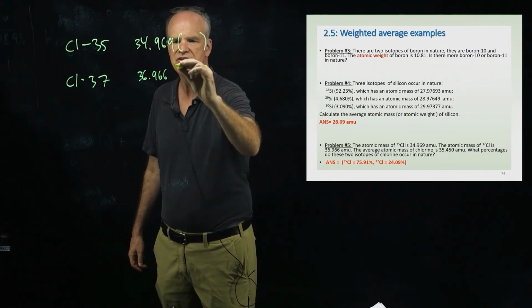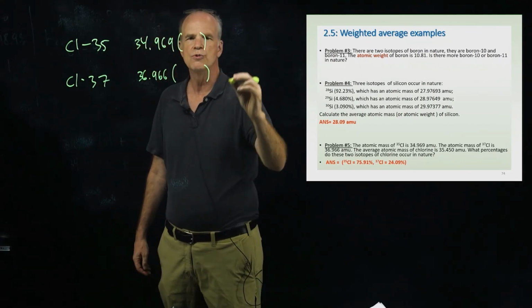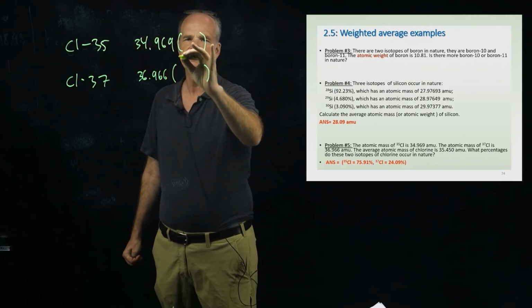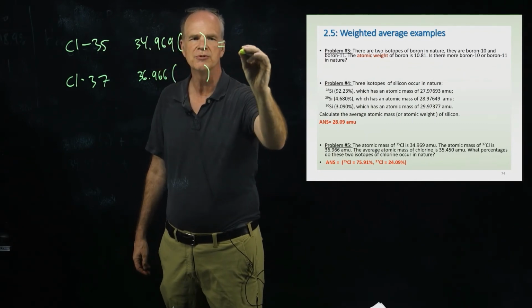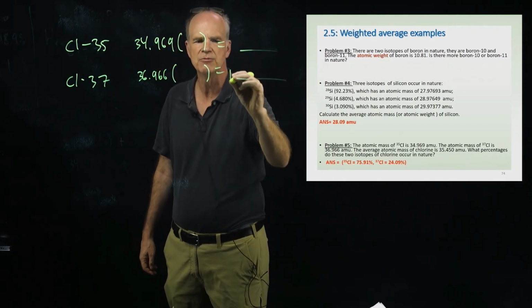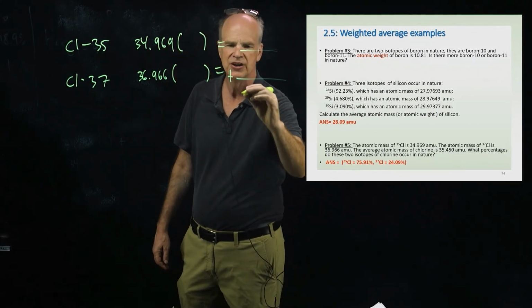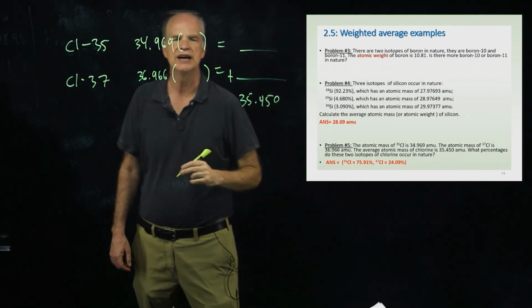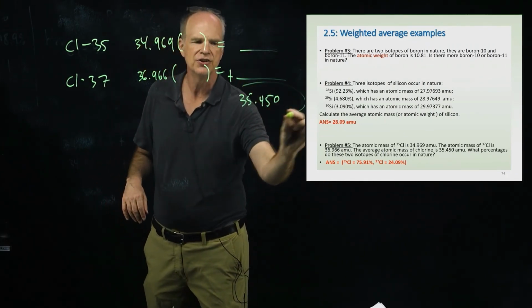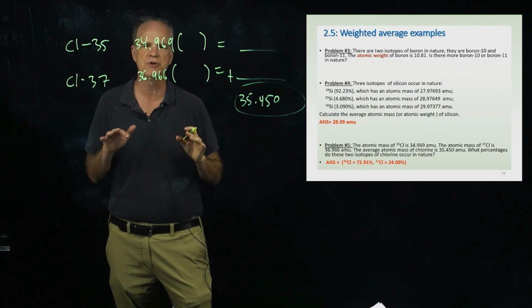Now, we're not given the percentages of abundances, so we're trying to find that. So I'm going to put parentheses here, and I'll talk about what will go there in a second. But what we would have done normally is we would have taken the decimal forms of those abundances, multiplied by these numbers, and get some kind of number, and then added those numbers together for the different isotopes. And we would have gotten an average atomic mass of 35.450. Okay, so now we're actually given this information, and we have to go back and figure out the relative abundances.